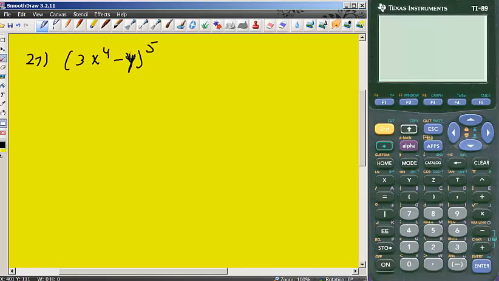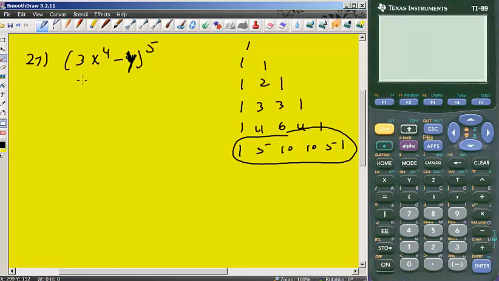Y to the fifth. Okay, so we need a Pascal's triangle, at least for today. Okay, got 1, 1, 1, 1, 2, 1. That's the second power. So the third power is going to be 1, 3, 3, 1. Okay, and the fourth power is going to be 1, 4, 6, 4, 1. And fifth power is going to be 1, 5, 10, 10, 5, 1. Okay, we got our coefficients. So we're just going to fill them in.